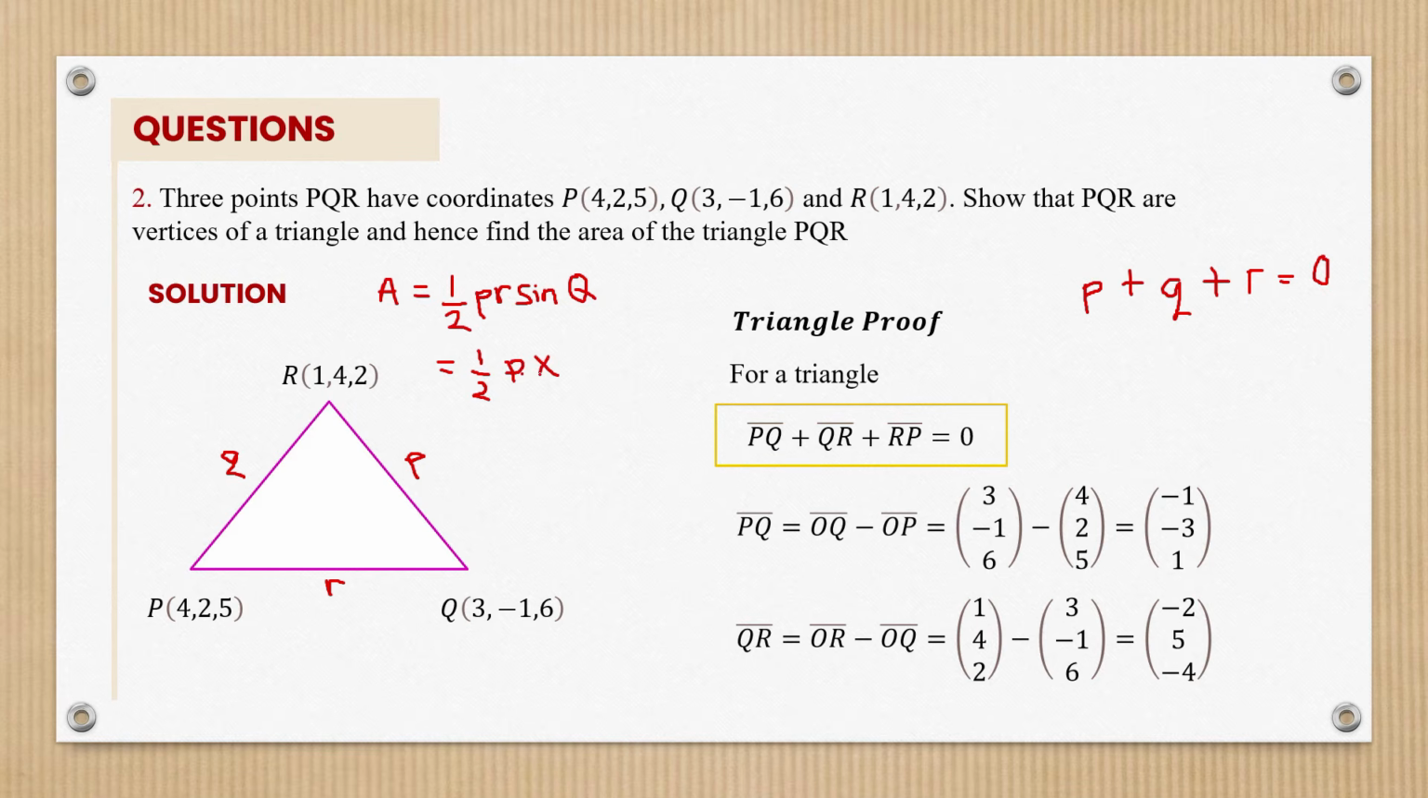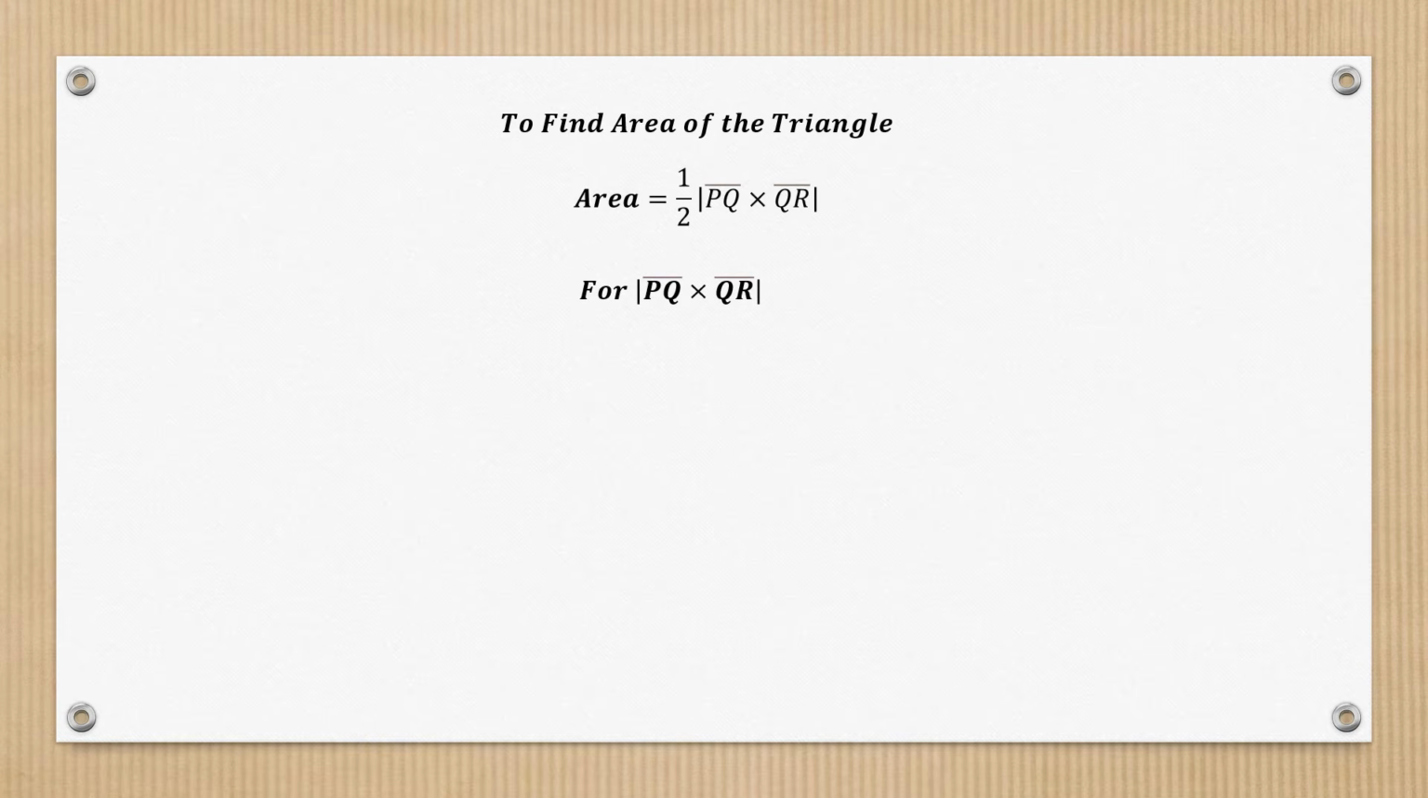I've just done this so that you understand, but you can use any of the sides that match with the formula. Alright, now let's first solve for the vector product of PQ and QR.